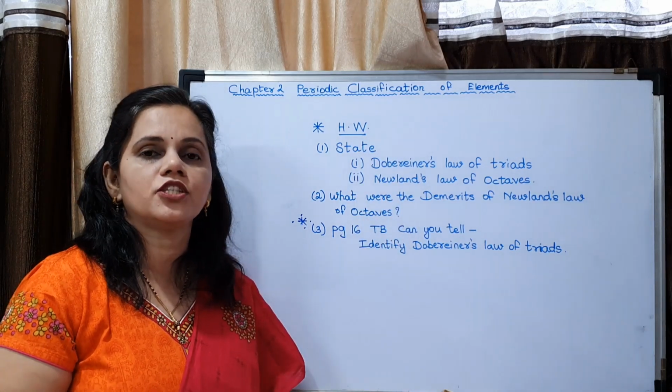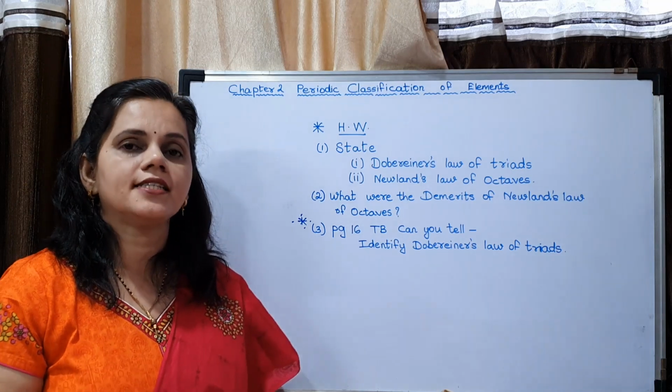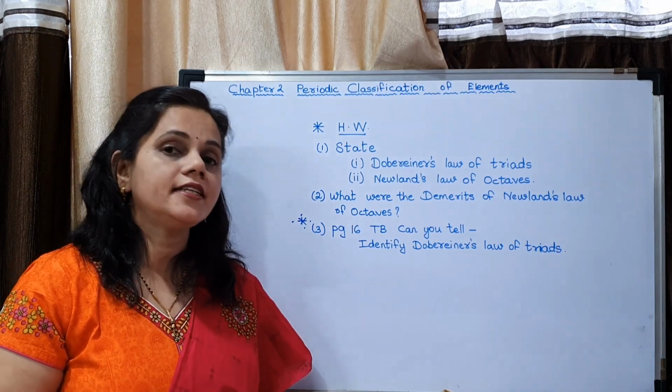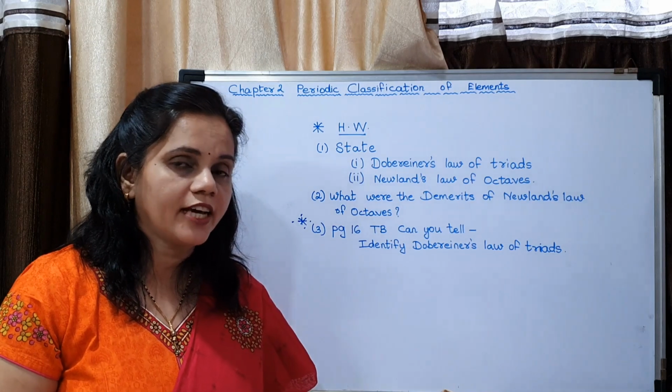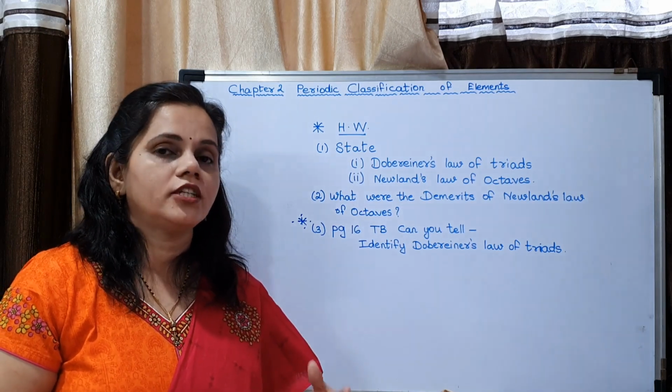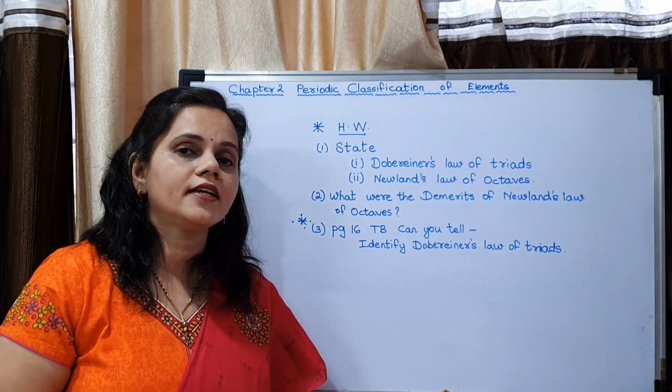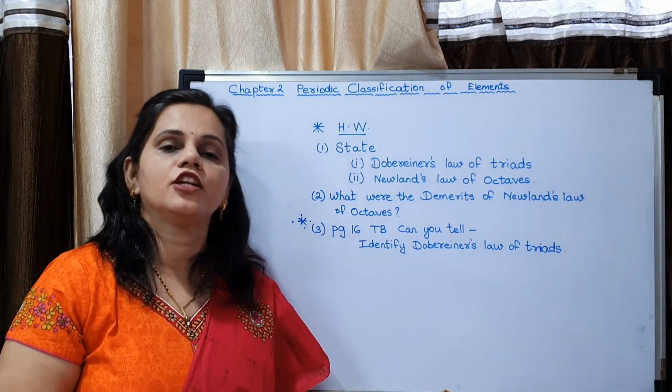Hope you have understood Dobereiner's law of triads and Newland's law of octaves. Read the textbook a minimum of 5 times. Understand what the concept is. If you have any doubt, write the doubts and you may ask me.